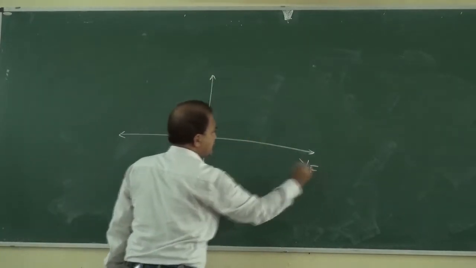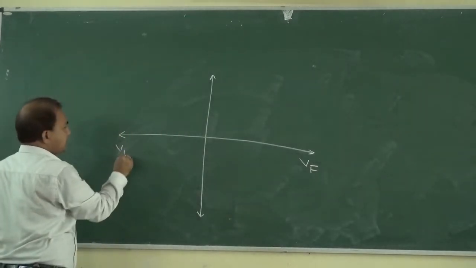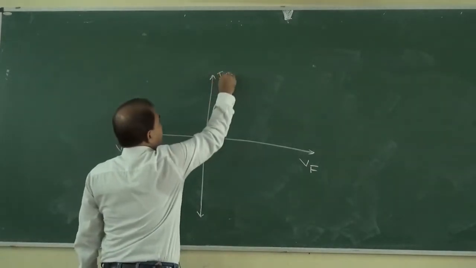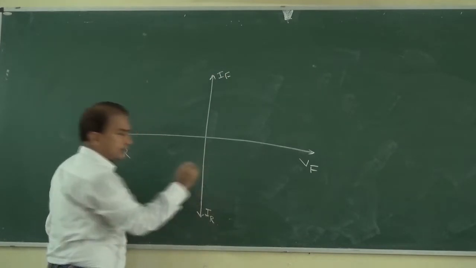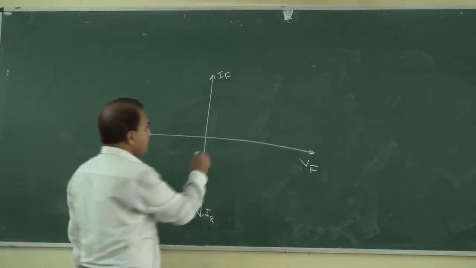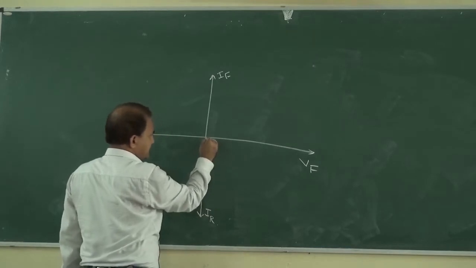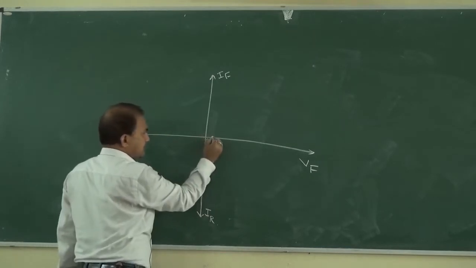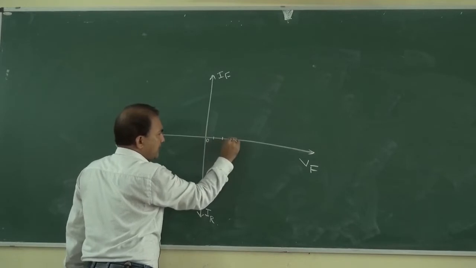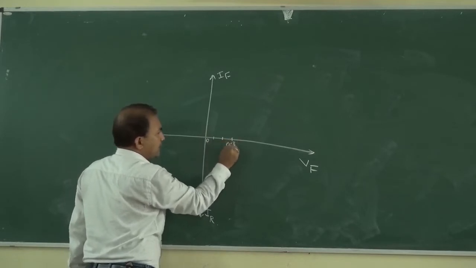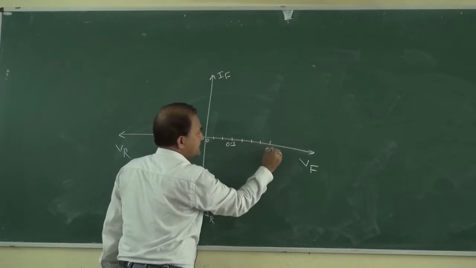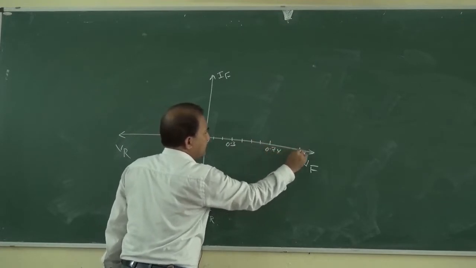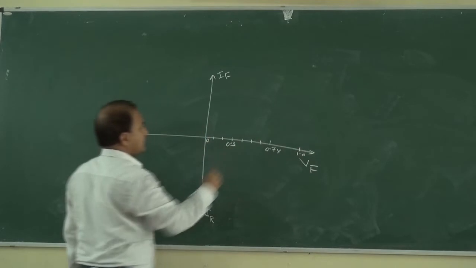This is forward bias voltage, reverse bias voltage, this is forward current, and this is, say, reverse current. Now this is the 0 axis, 0.1, 0.2, and this is 0.3 volt. This is 0.7, say this is 0.7 volt, and up to 1 volt.